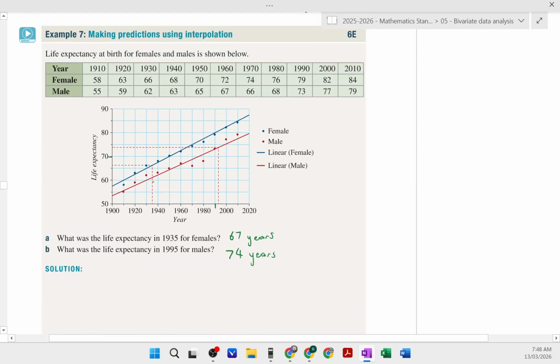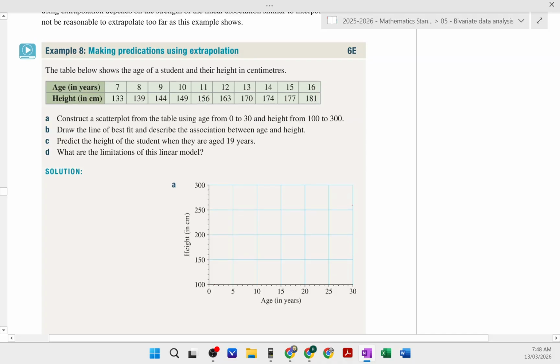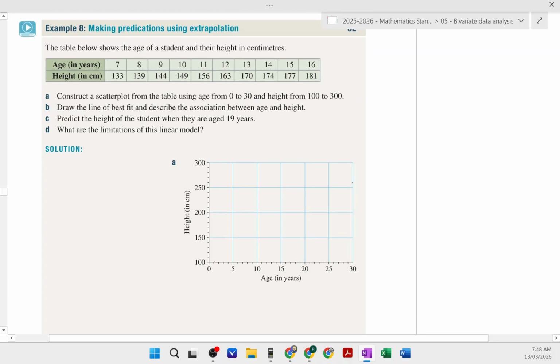So when we did it, all of these ones that we were finding were inside the data set that we had. Now we go to this one, we're going to be using extrapolation, which means that predictions we're going to make are going to be outside the data set. So first thing we have to do is we have to plot this data. So hopefully I can do it quickly enough so that it's not too boring. In fact, I'm going to pause it so that you don't get bored with me putting dots on the page.